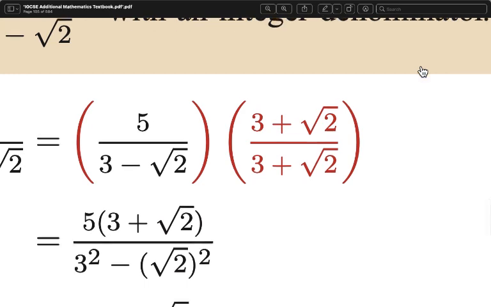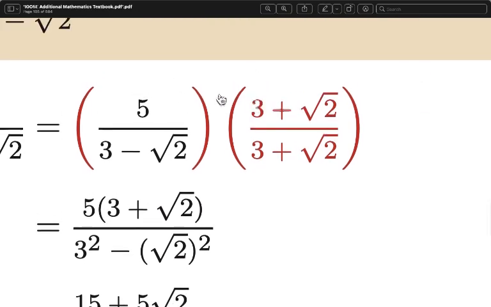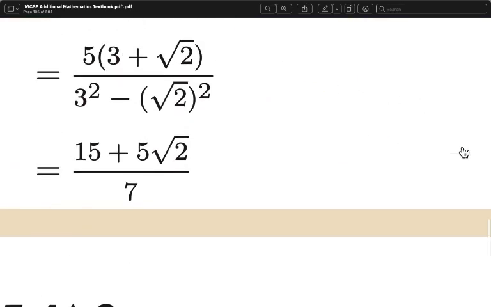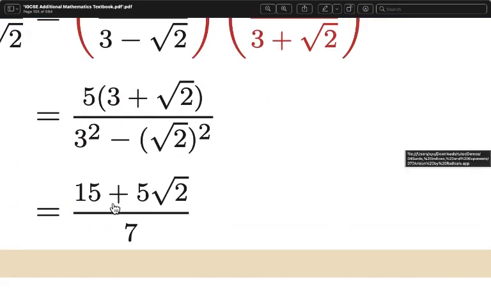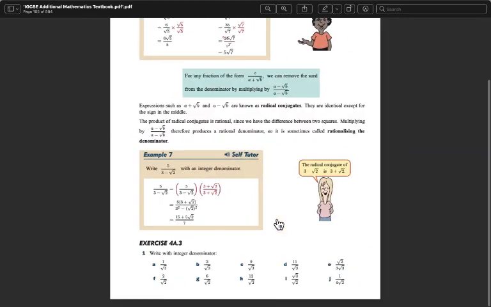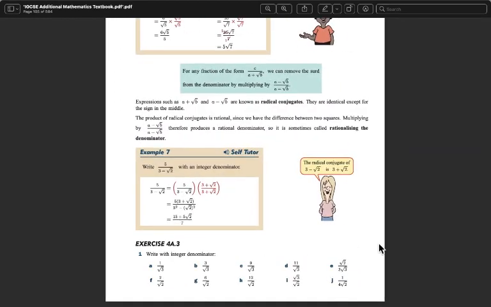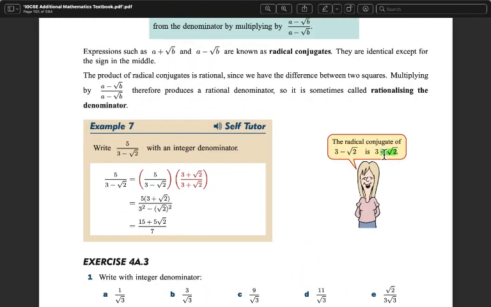Then you continue with the numerator. 5 times 3 is 15, 5 times the root of 2 is 5 times the root of 2. So the final answer obtained is 15 plus 5 root 2, divided by 7. And this is called the radical conjugate.